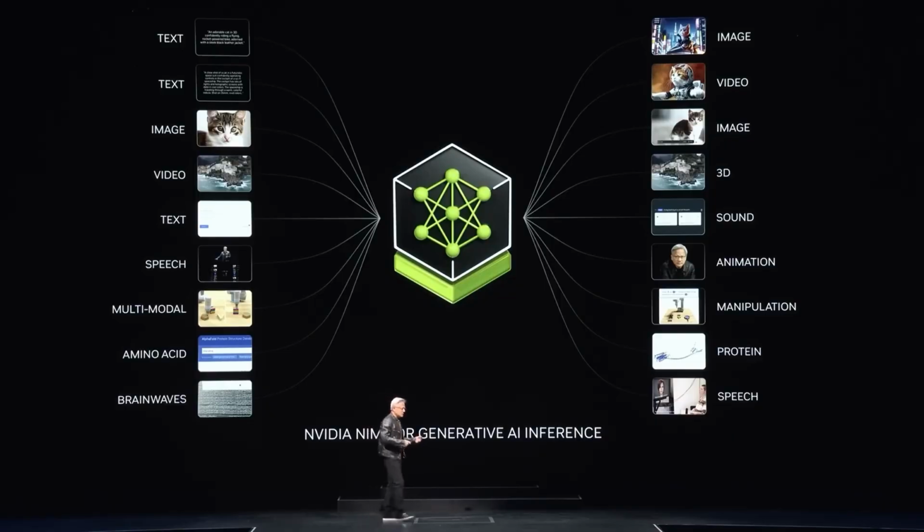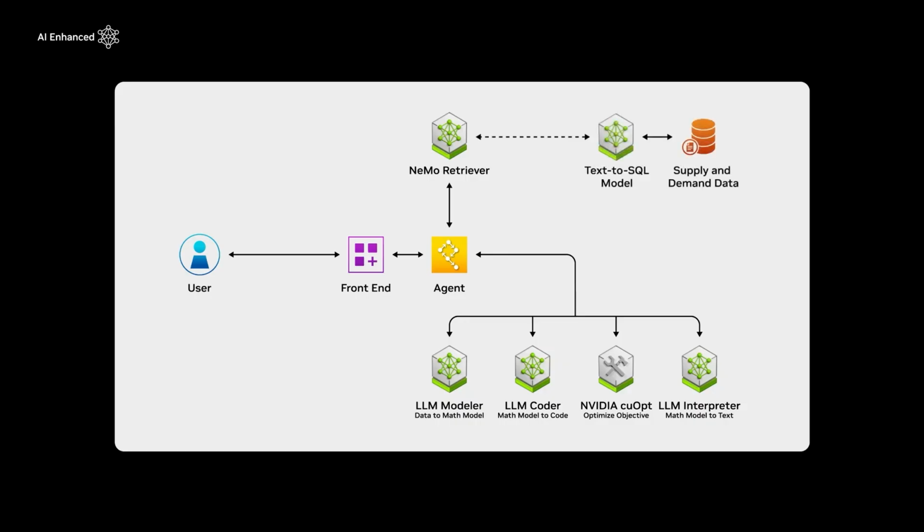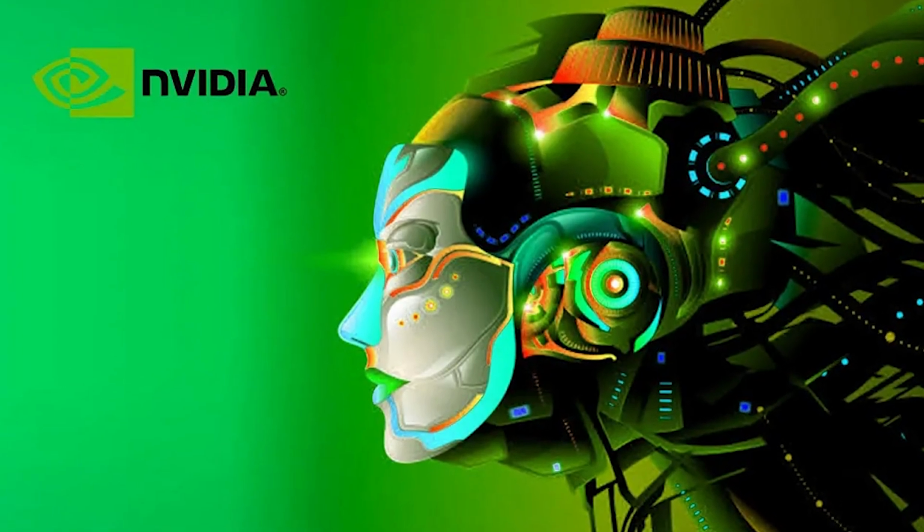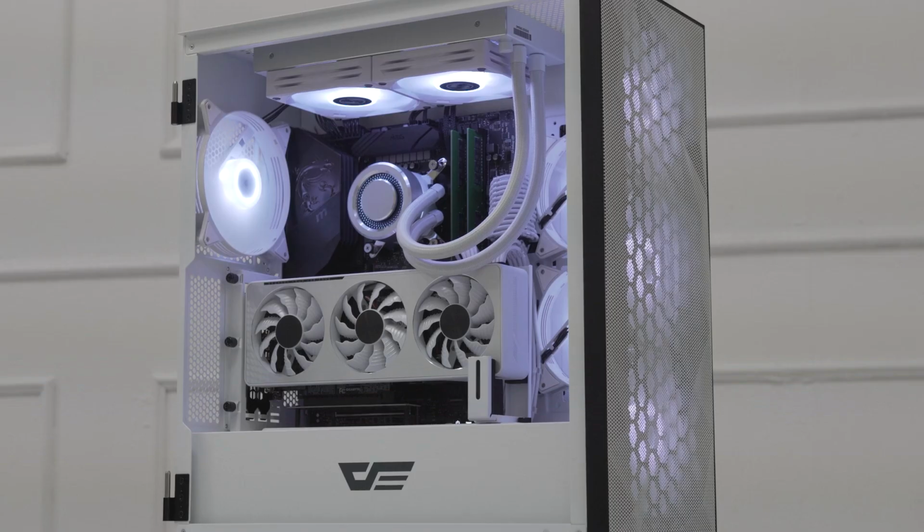So NVIDIA NIM, inference microservices, is a set of accelerated inference microservices that allow organizations to run AI models on NVIDIA GPUs anywhere, including in the cloud, data center, workstations, and PCs. So we are getting into the nitty gritty right now. Here's how you can self-host NVIDIA NIM.